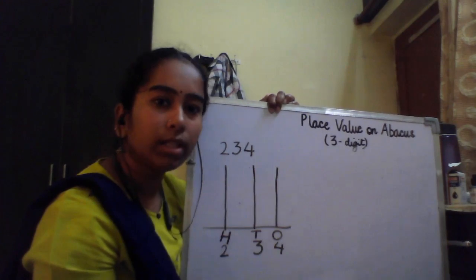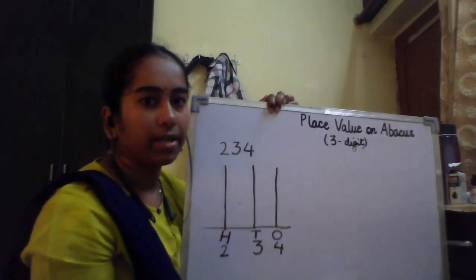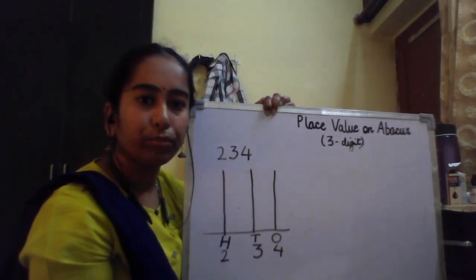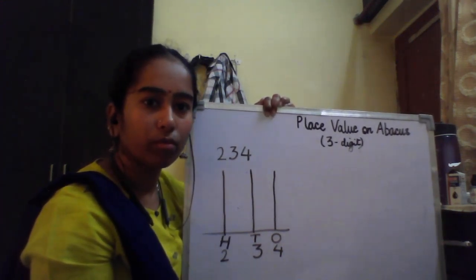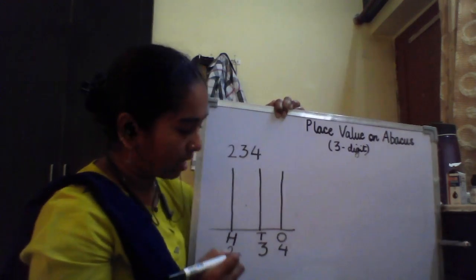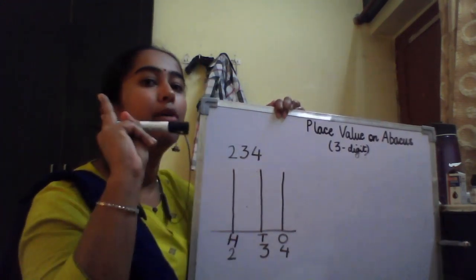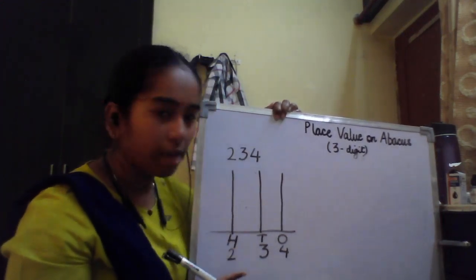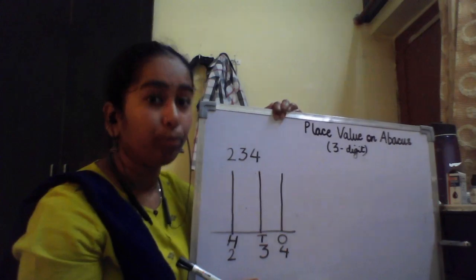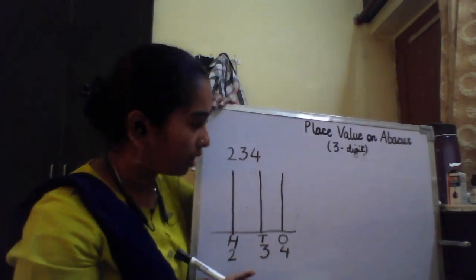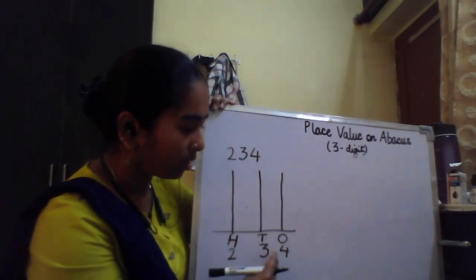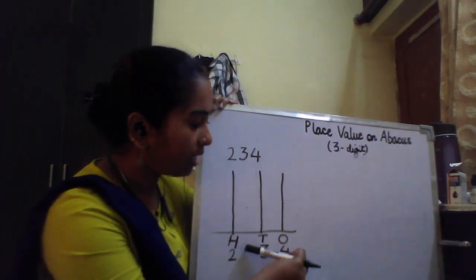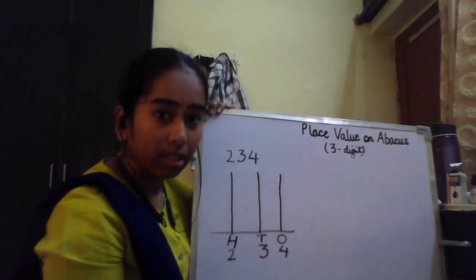Have you drawn the abacus and written the places? I hope you have done it. Number 1, we have drawn the abacus. Number 2, we have written places, and under places we have written the 3-digit number. Now, what are we going to do? After this, you will represent the number in the form of beads, drawing these numbers in circles.